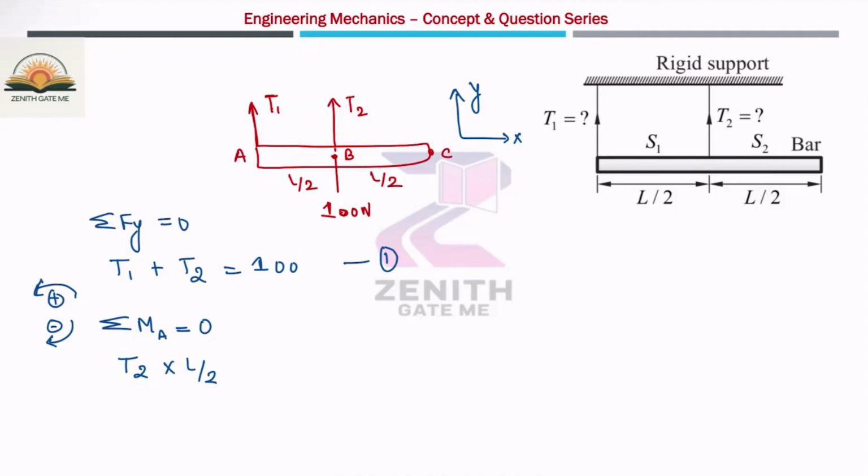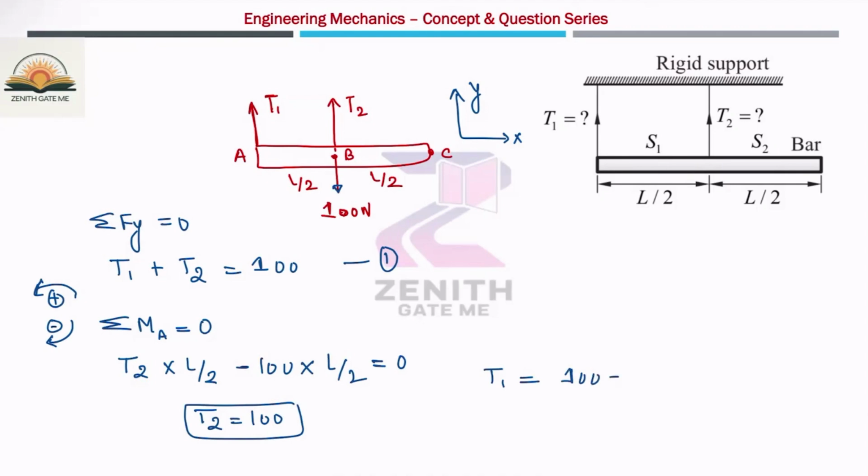So anti-clockwise is positive, means T2 into L by 2 minus 100 into L by 2, since the 100 is acting downward and clockwise is negative. So you got the T2 value as 100. If T2 is 100, what is the value of T1 from the first equation? This will be 100 minus 100, which is 0. So T1 is 0 and T2 is 100 Newton, and this is the answer for this question.